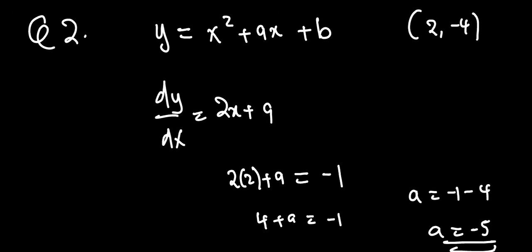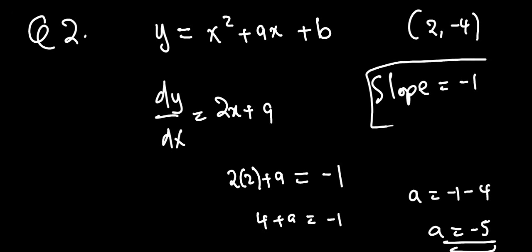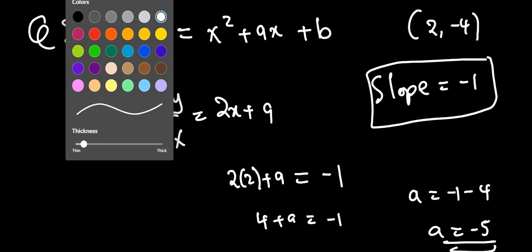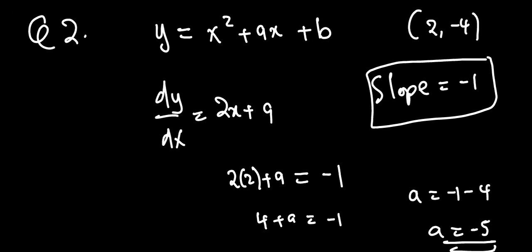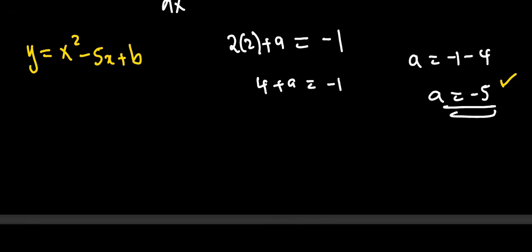So the slope was already gotten to be -1 at the point 2, -4, so no wonder we just had to replace. Then they're asking us to also get the value of b after we get the value of a. So we come back in our question and put back the a. So this is x squared minus 5x, then plus b. Wherever there is x, we can put 2. Wherever there is y, we can put -4, because that's the point that was given.